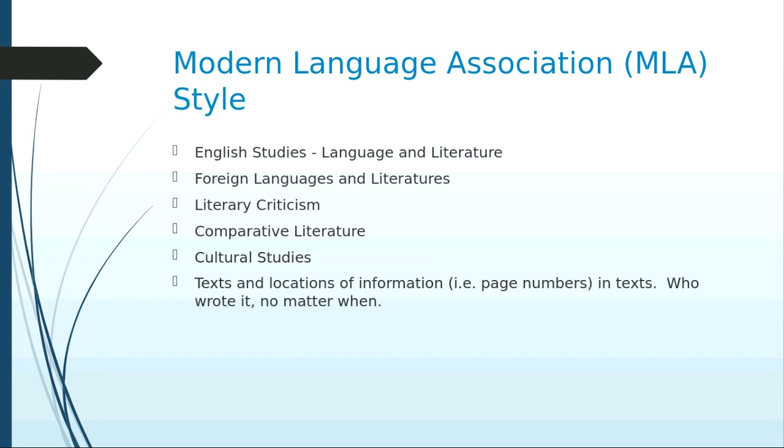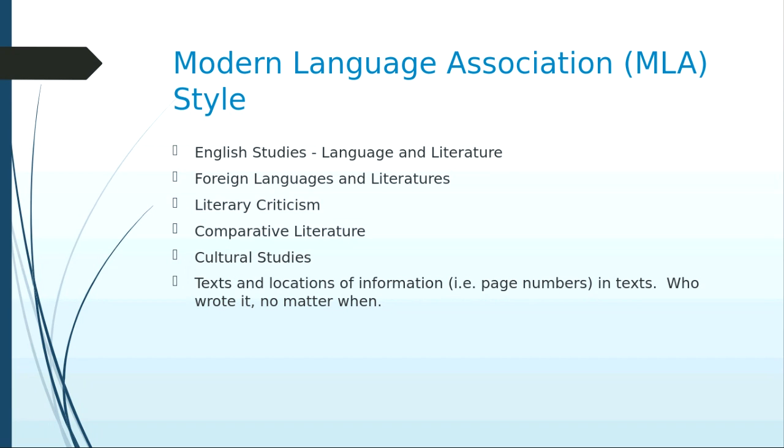MLA, on the other hand, stands for Modern Language Association. So unlike the APA disciplines, papers written in this style mostly deal with written text. The important information that's needed in the text is not the date it was written, but the place in the text where the ideas can be found. So usually it's going to be a page number.